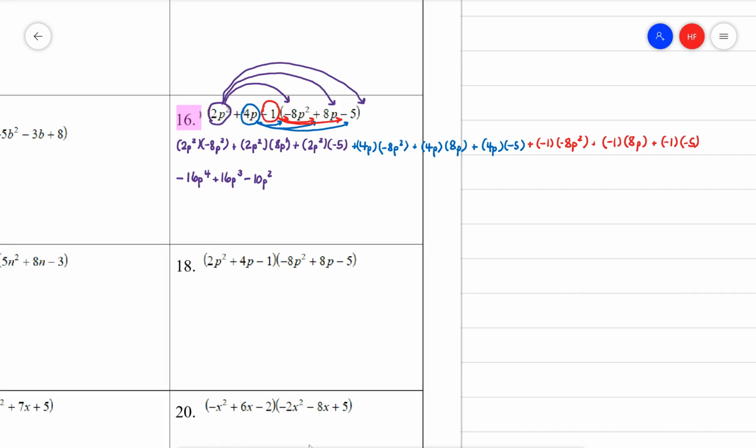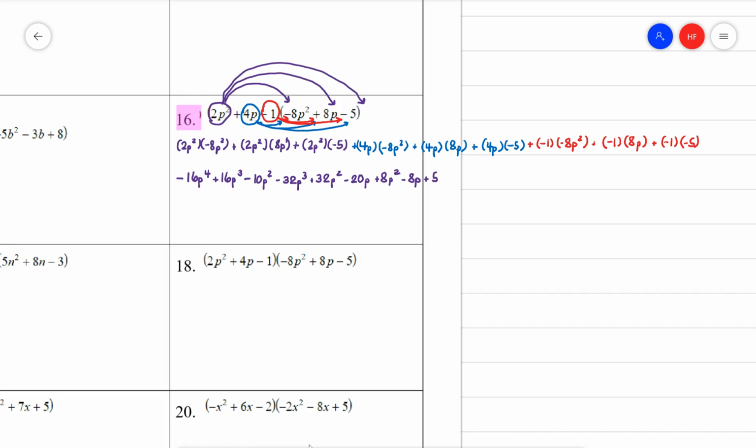Now we're moving on into the blue, but I'm going to keep the color the same across. So 4p times negative 8p squared, we would have negative 32p cubed. 4p times 8p, so plus 32p squared. 4p times negative 5, negative 20p. Then we are going on into the red, so we have negative 1 times negative 8p squared. So it's going to change that sign. So we have plus 8p squared. Change that sign, minus 8p, and change that sign to plus 5.